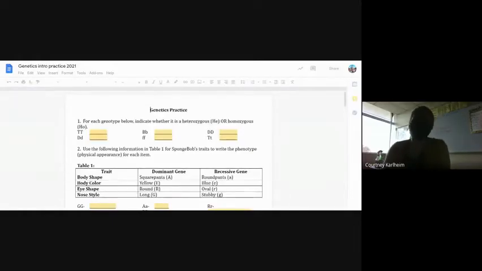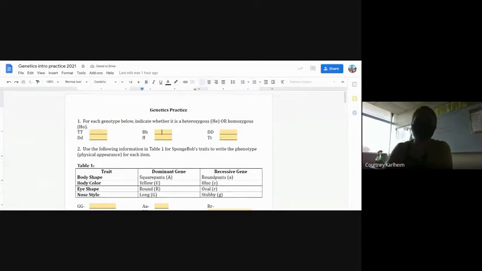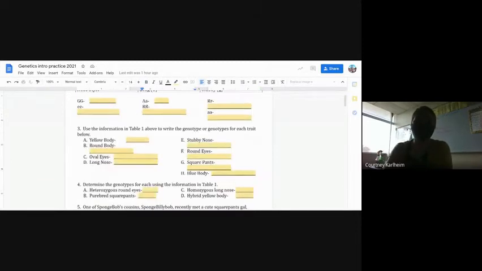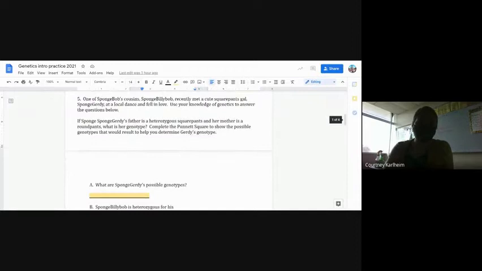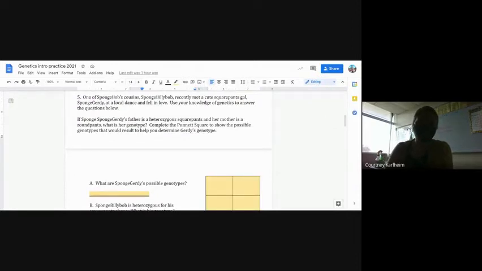Actually use those punnett squares and what they mean. So there's going to be a little bit of a review on what some of the words mean, our vocab from yesterday. So we have a little story here on number 5.